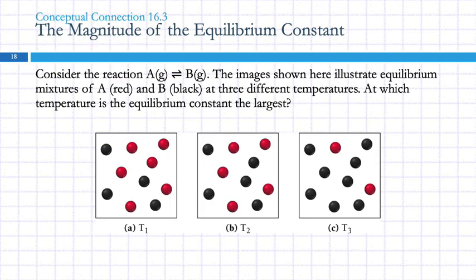So let's look at this reaction, A going to B. And again, they've used just colors. So we've got A is red and B is black, and we've got equilibrium mixtures at 3 different temperatures. Temperature can affect the equilibrium constant. At which of these temperatures is the equilibrium constant K the largest?